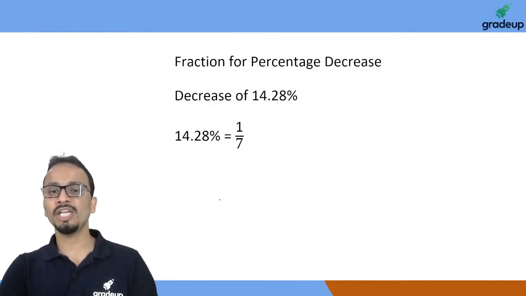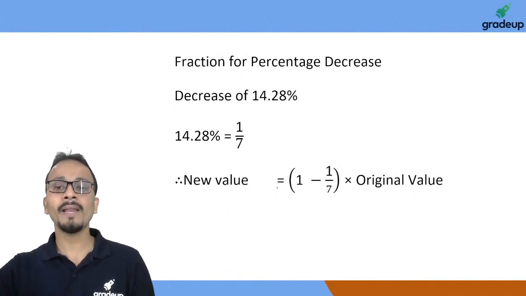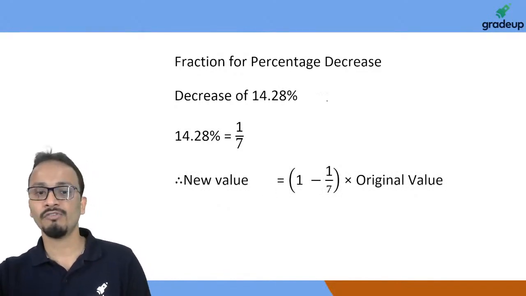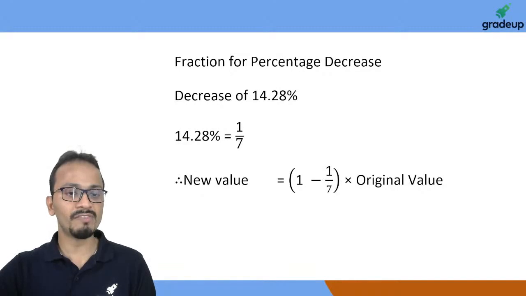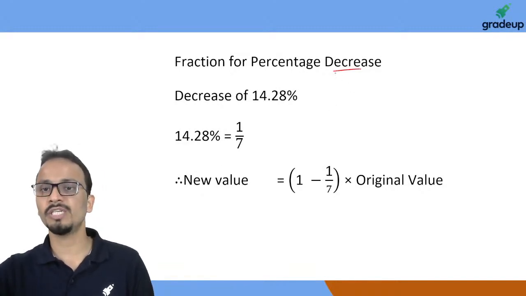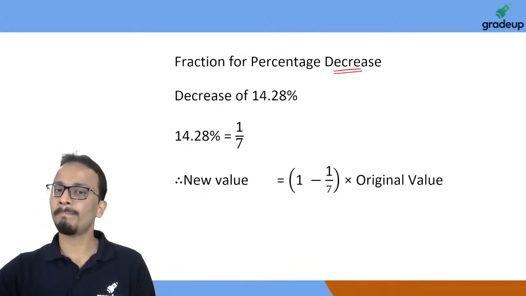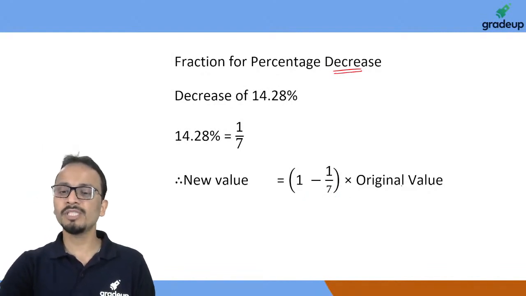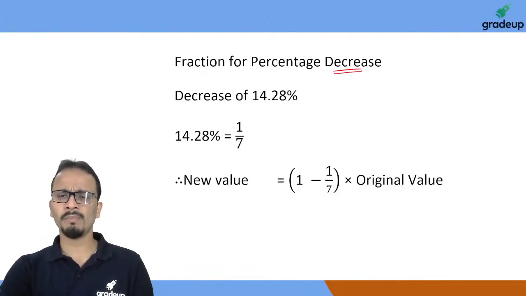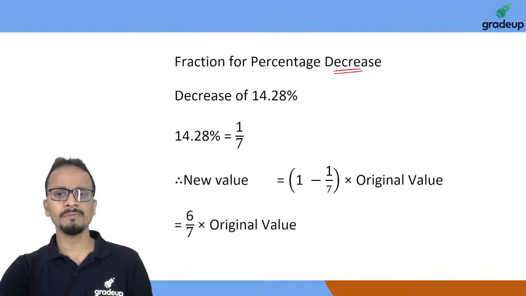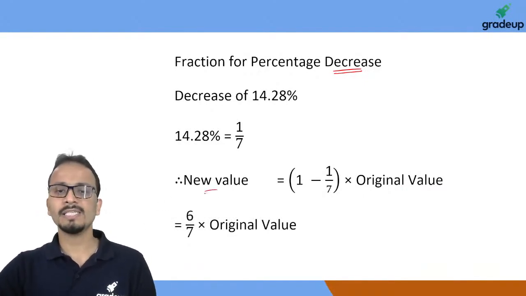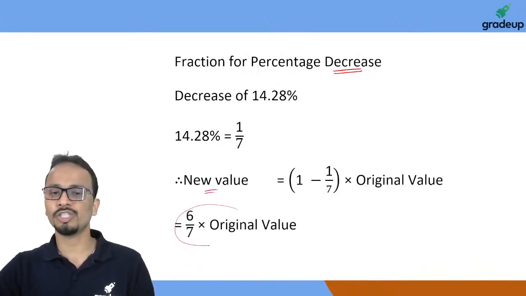So I can say that the new value will be 1 minus 1 by 7. Friends, you have to notice that we have a decrease here. So it will be 1 minus 1 by 7 times the original value. 1 minus 1 by 7 is 6 by 7. So the new value will be 6 by 7 times the original value.